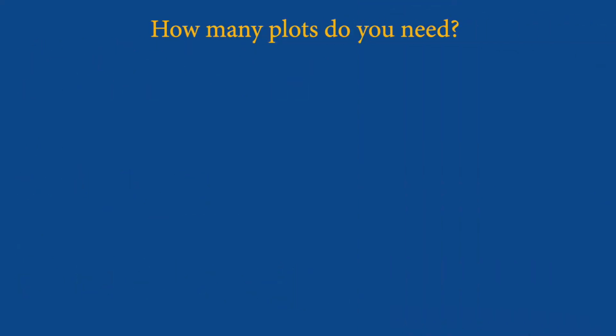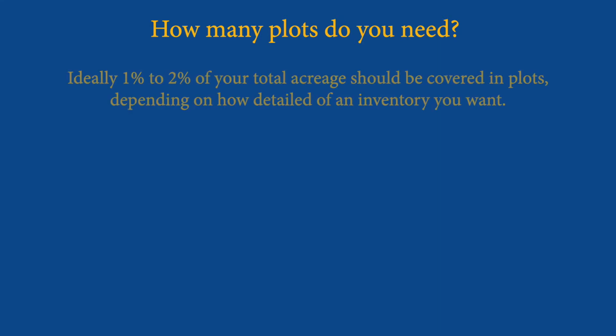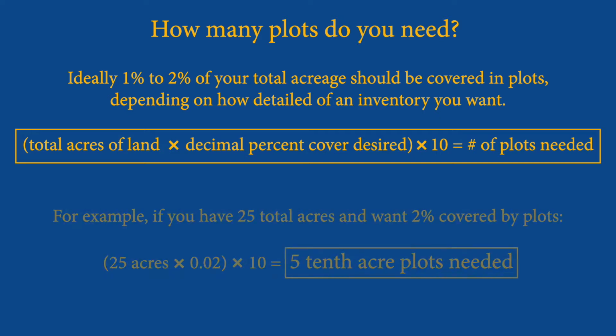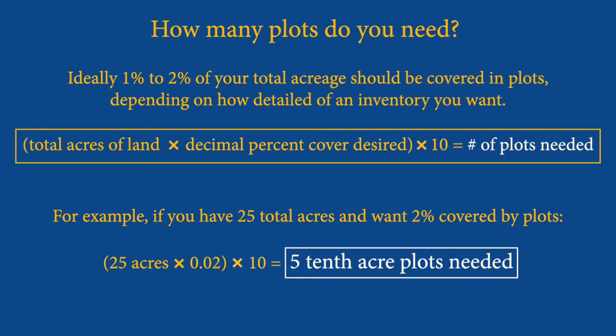When installing plots to inventory trees, it's important to consider not only their location, but also the area you're covering with your plots. Installing enough plots to cover 1 to 2% of your acreage is typically adequate for a basic inventory. To determine how much area you need covered by plots, multiply your total forest acreage by the decimal percent you want to sample. To find the number of 10th acre plots needed, multiply this acreage amount by 10.